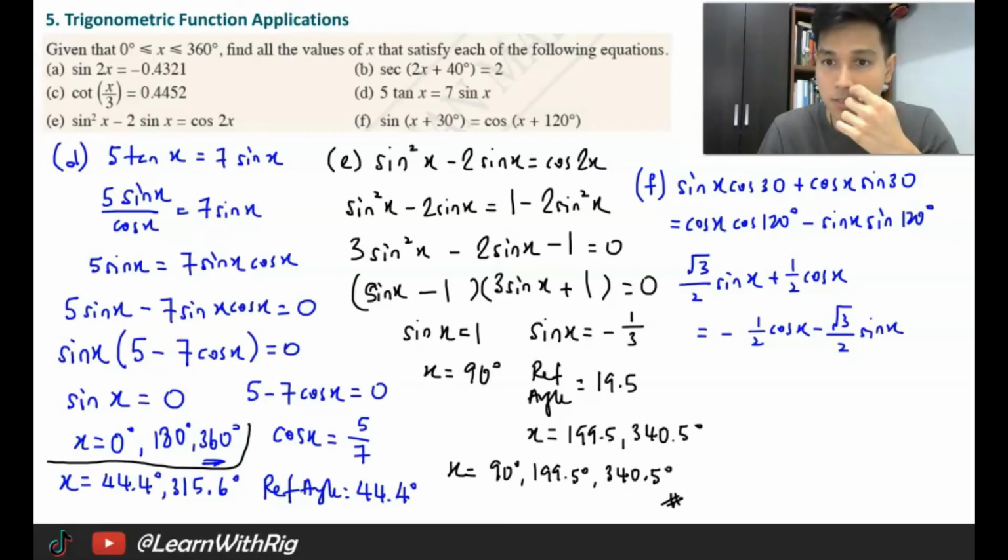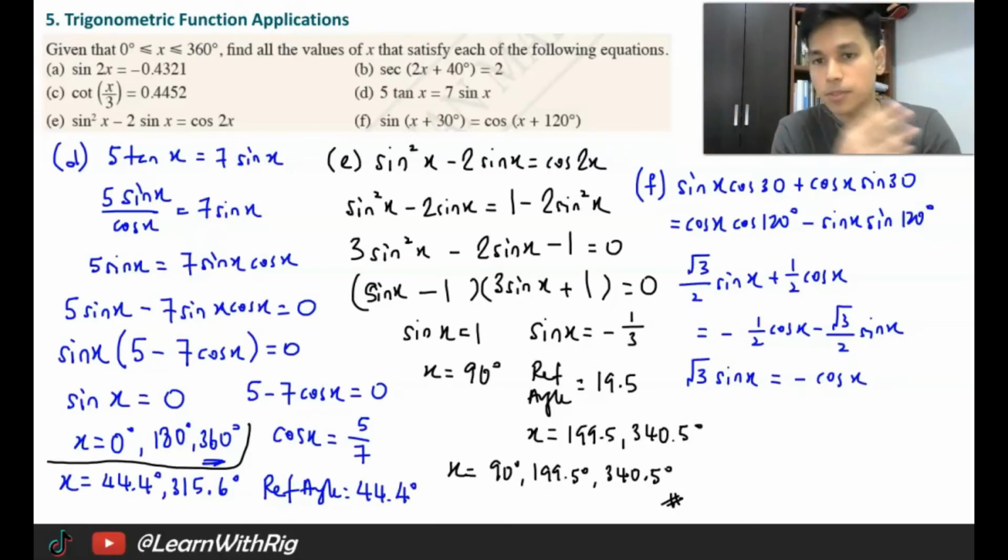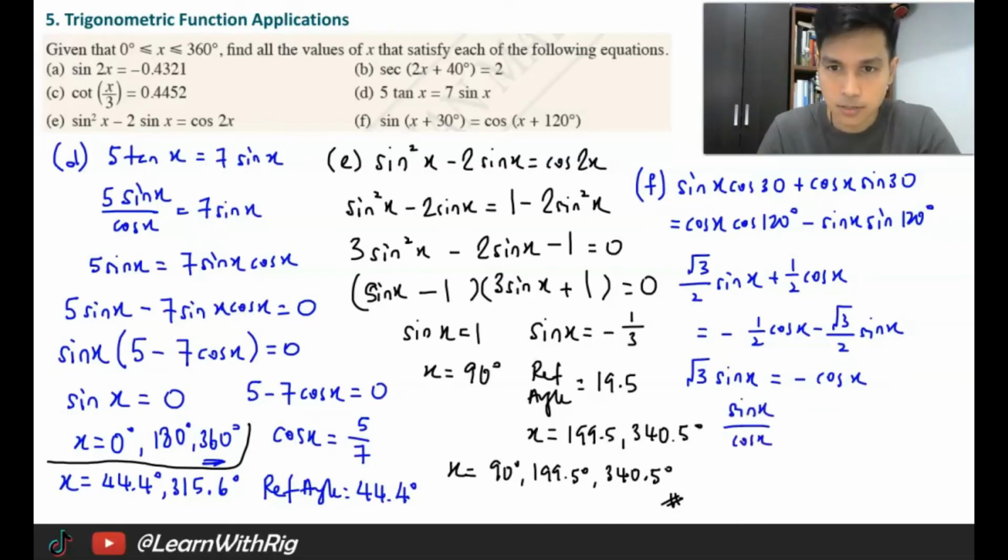So you can rearrange this such that the sine and the sines are together and the cos are together. So you rearrange this, you should get root 3 sine x equals to negative cos x. I rearrange: sine I put one side, cos I put the other side. So now both sides got sine and cos. What I can do is bring the cos together with the sine. So I get sine x over cos x equals to negative 1 over root 3.